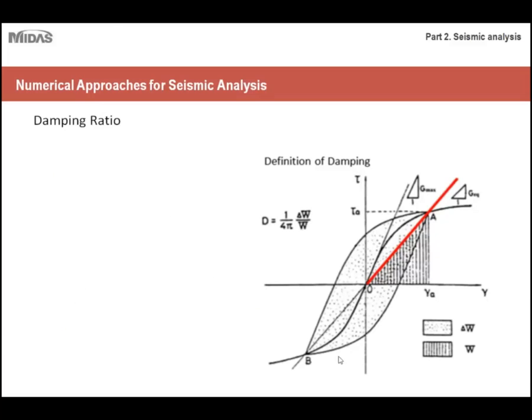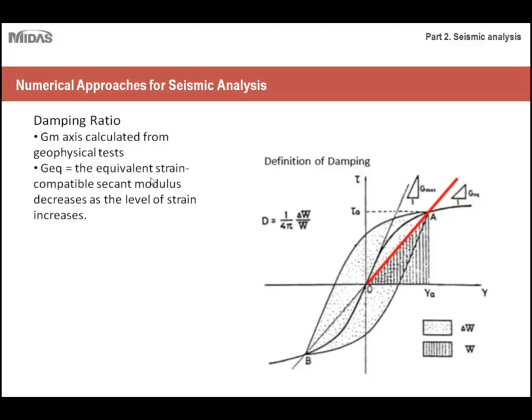Okay, so here's a more detailed, more accurate view of how soil behaves under cyclic loading. Damping is calculated from delta W, which is the area of the hysteresis loop itself, and the area of the triangle. So once again, depending upon how your loop is oriented, as well as the width of it, that would determine your damping ratio.